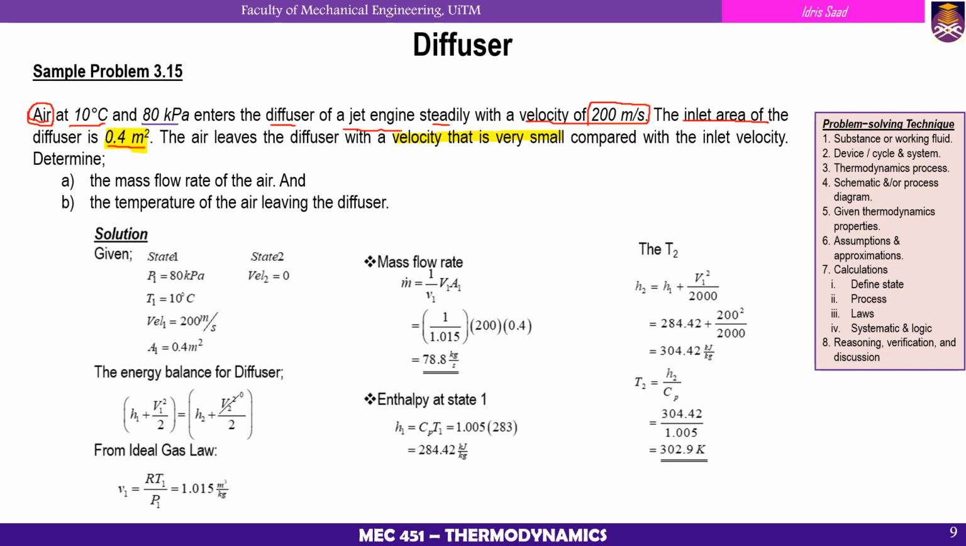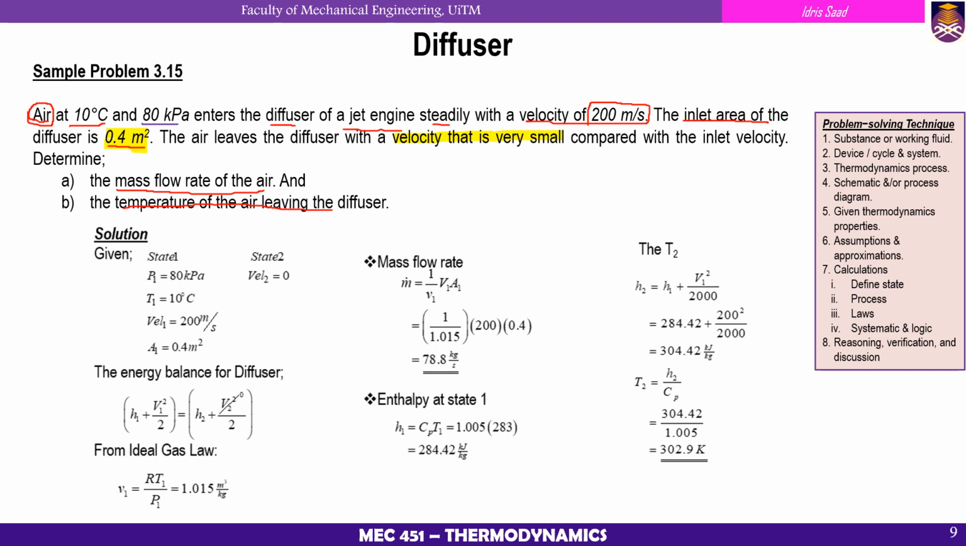Then the question asks us to determine, number one, the mass flow rate of the air, so the mass flow rate of the air is equal to m dot. And the second one, the temperature of the air leaving the diffuser. Alright, so let us go to the solution, or the way to solve this problem.